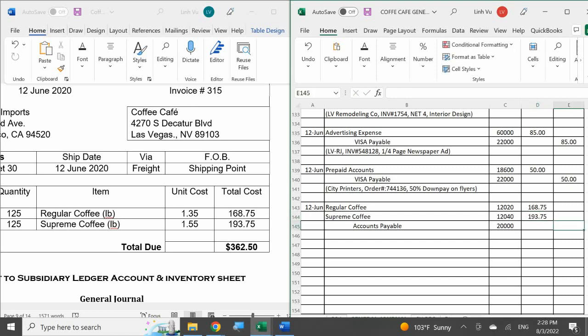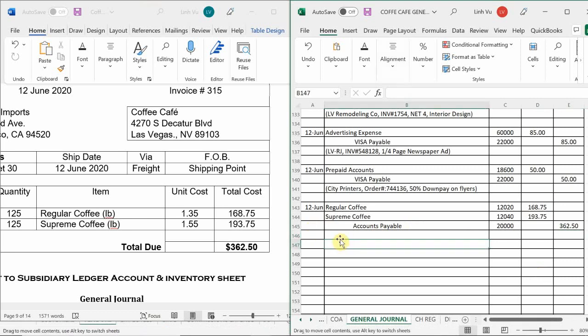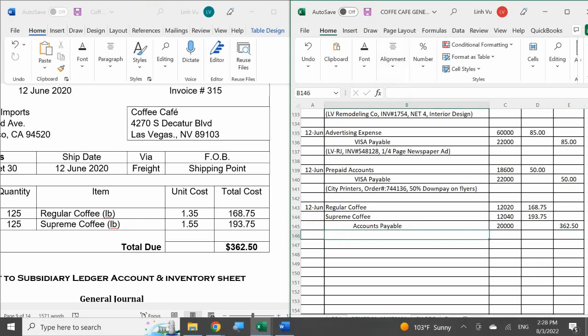193.75. Giving us a grand total of $362.50. Right? And we have all the information we need for this. We know we received from Atlas Coffee Importers, right? What was the proof of our transaction? Invoice 315. Okay. We were given terms of 1/15, net 30.